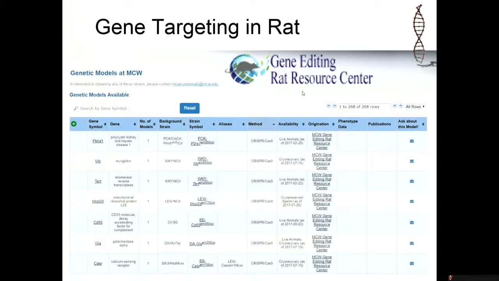This is one of the resources if you're interested in seeing if there is a rat model that's been knocked out. The Gene Editing Rat Resource Center at the Medical College of Wisconsin has been very busy knocking out genes that are related more to heart, lung, and blood type phenotypes because that's who funded them, but these are readily available. So if anybody wants to cruise their website, it gives a list of several different genes that have already been knocked out in various different rat strains.